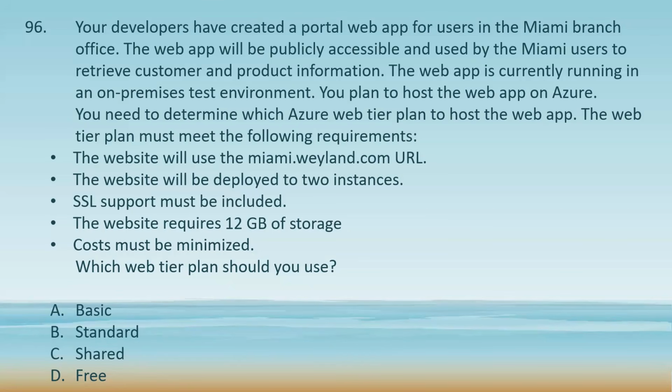Whenever there is a question where you need to choose the right web tier plan, just focus on plan requirements and everything else is most likely a distractor. In this case, you can see the website requires 12 GB of storage, due to which free, shared, and basic plans get eliminated. Thus, the remaining option, standard, is the correct answer. Free and shared only support up to 1 GB of storage, and basic supports up to 10 GB of storage, making them incorrect options because the requirement is at least 12 GB of storage.